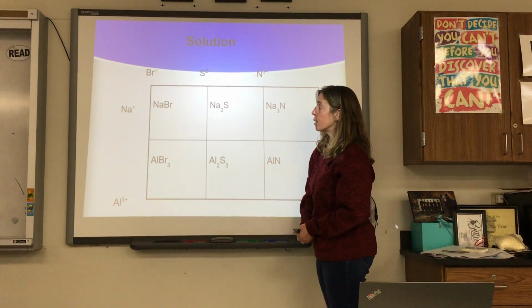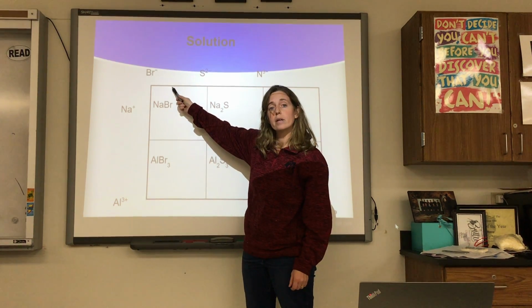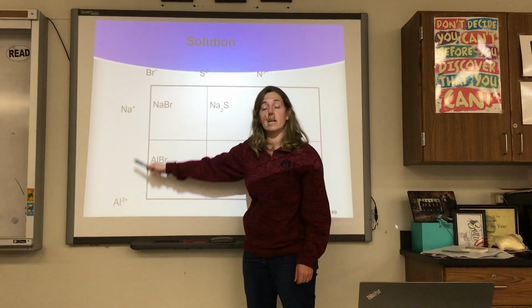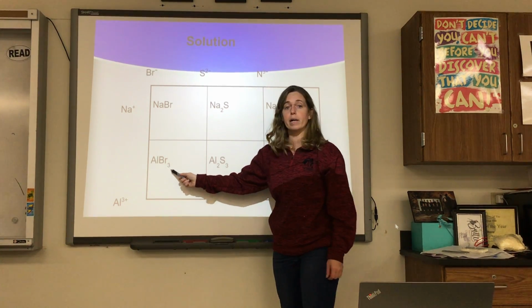Next, you have aluminum and bromide. Aluminum's a +3, bromide is a -1. So it's going to take 3 bromines to cancel out 1 aluminum. So your formula will be AlBr3.